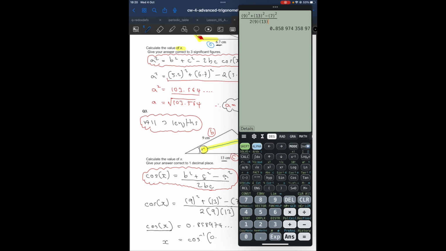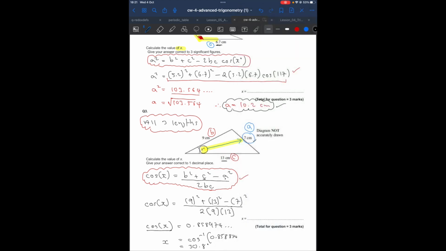So if we take the inverse cos of 0.85897, so if I use the answer button and then close the bracket, I'm going to get 30.8 degrees to 1 decimal place, and that is the angle that we wanted. So the answer to this question is that x is going to be equal to 30.8 degrees to 1 decimal place, or 3 significant figures.